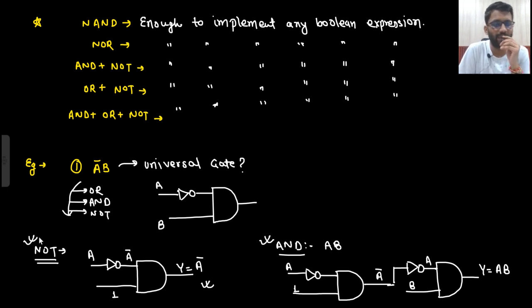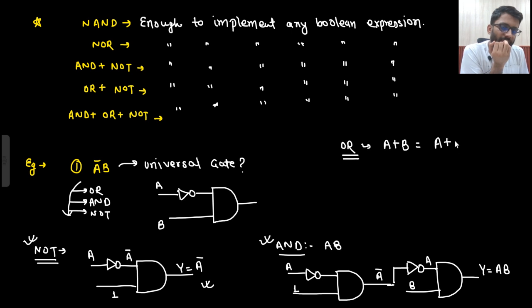What else should I try? OR gate. For OR gate, you need A plus B. Or I can say I can take double bar here. What if I take double bar? I can say I need A bar dot B bar, whole bar. This is what I need. I can say that, right? So what will I do?